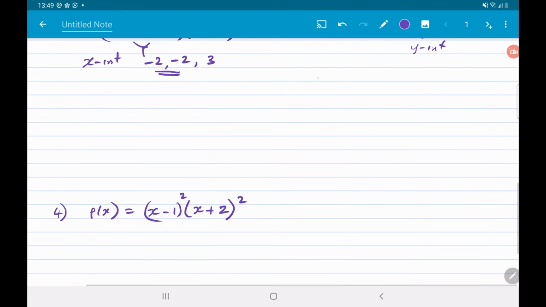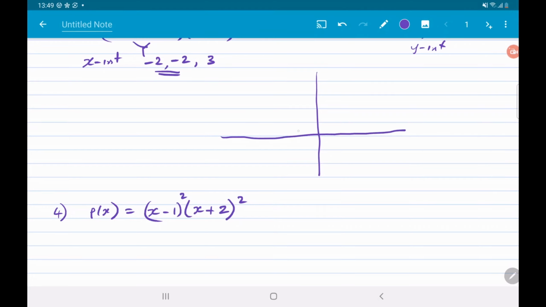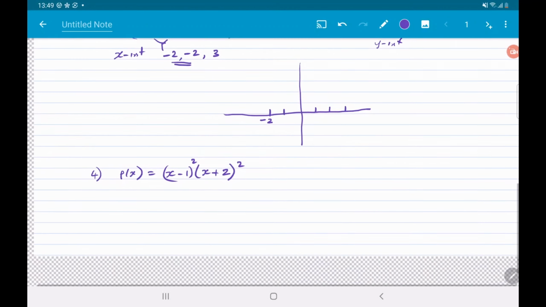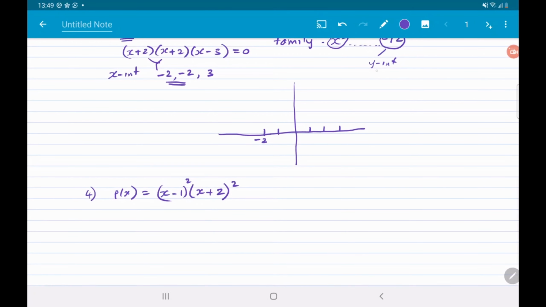With our graph, we mark on the x-intercepts, so minus 2 here, and then 3, 1, 2, 3. We have an x cubed family, so we're going to be coming from the top down to the bottom here.